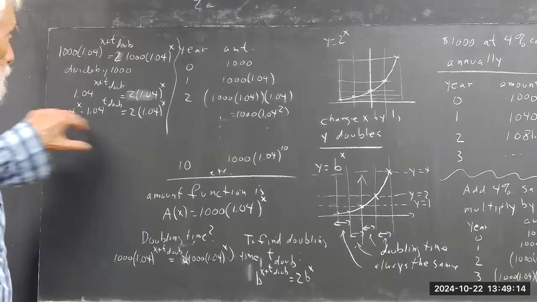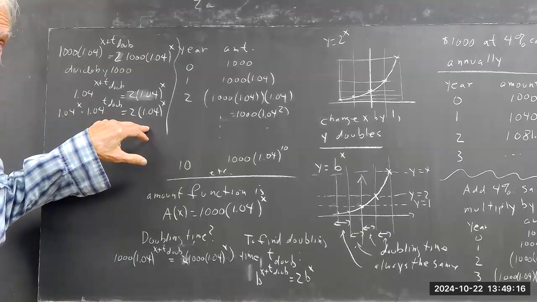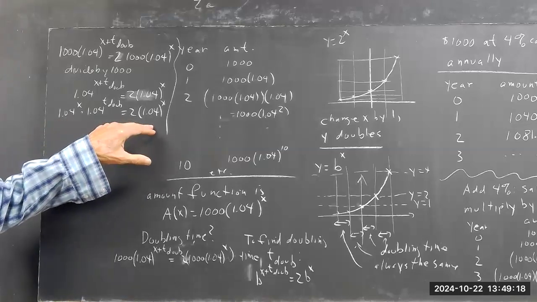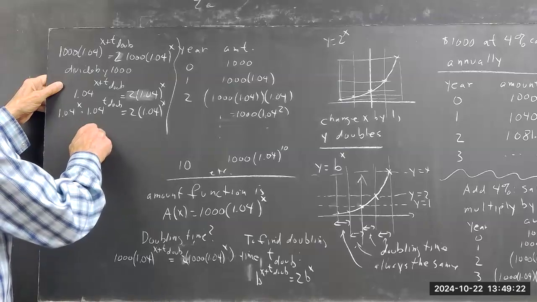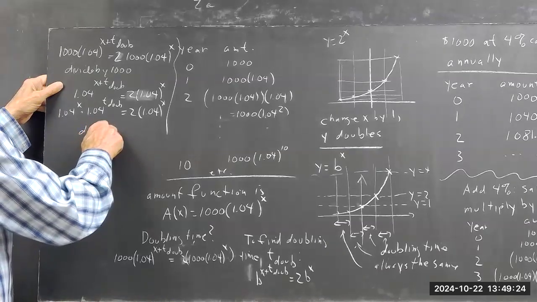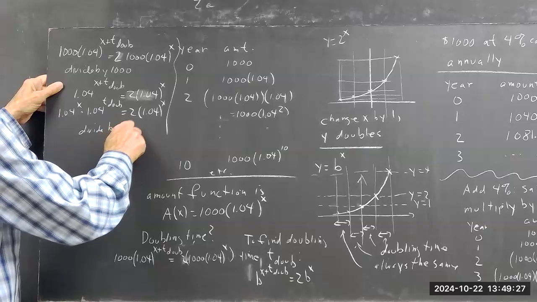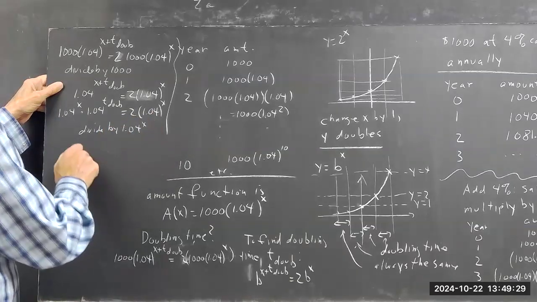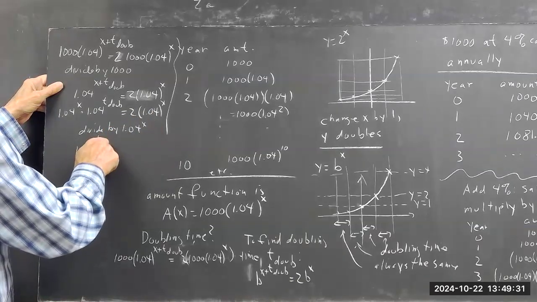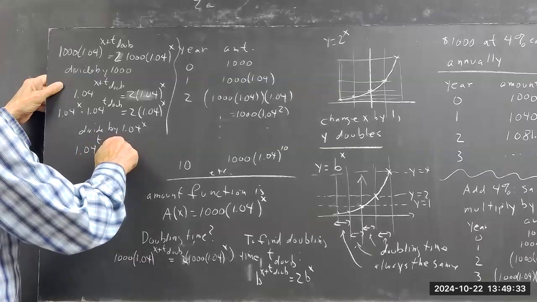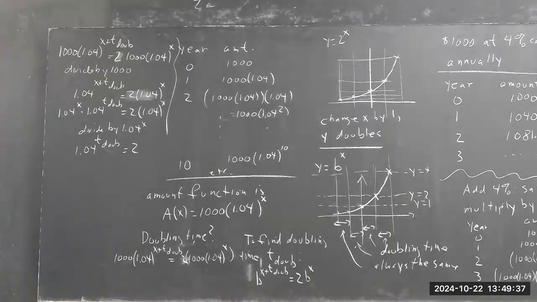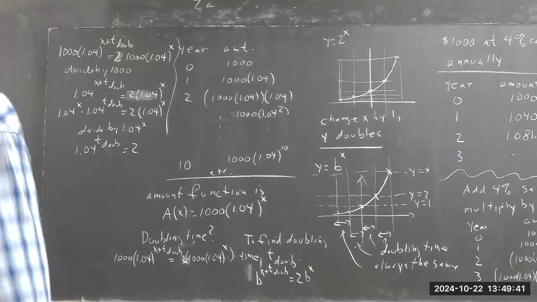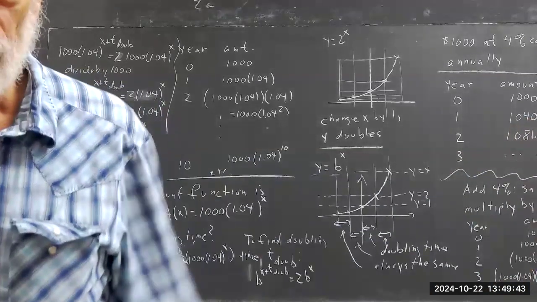I've got a 1.04 to the x here and a 1.04 to the x here. They're factors, right? They're multipliers of the equation. I get 1.04 to the t dub equals 2. So all you gotta do is solve that equation. Problem is, you don't know how to solve that equation.